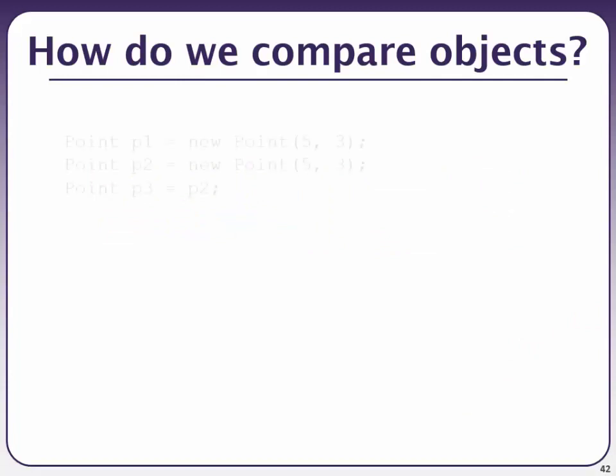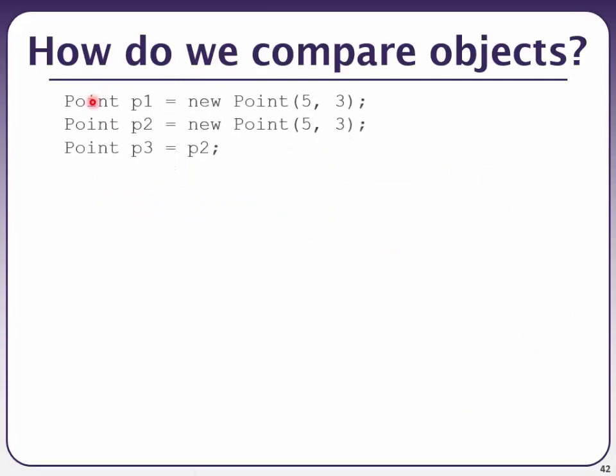So we're going to start with a quick example. We're going to use a class Point. We have here three variables, p1, p2, p3, each of them meant to hold a reference to an object of class Point. We create a first object of class Point here with the new keyword and apply a constructor that takes two coordinates, and we specify coordinates 5 and 3.